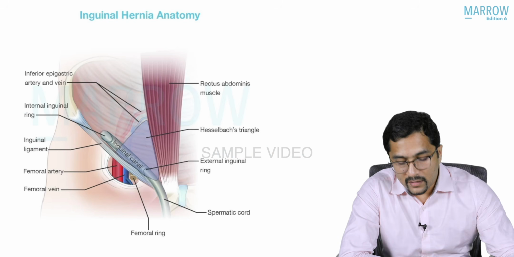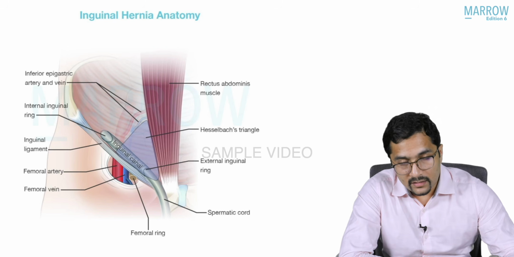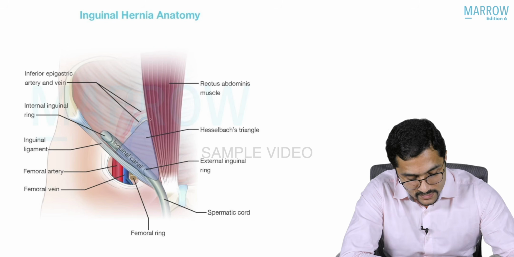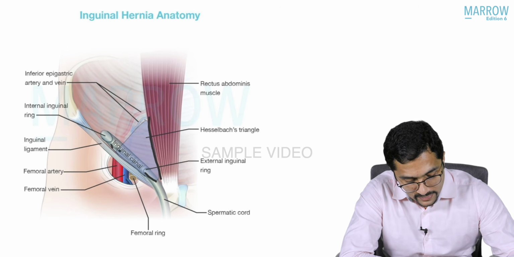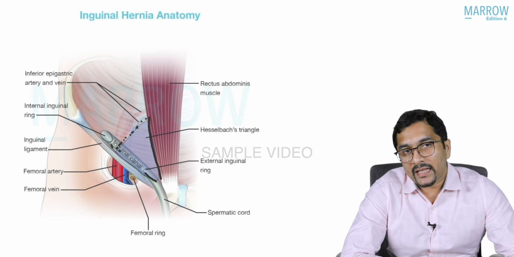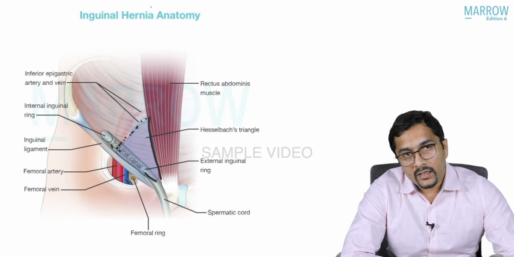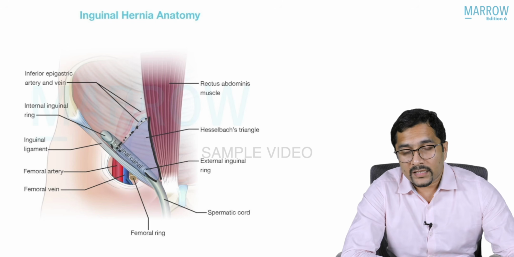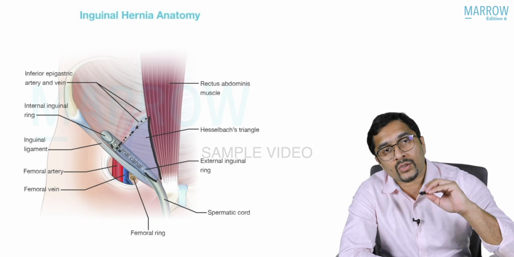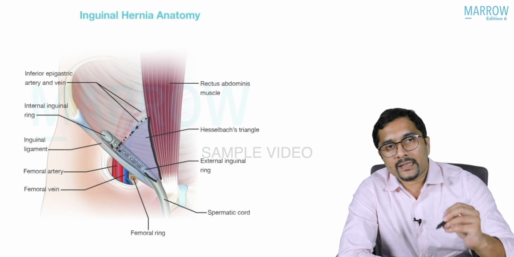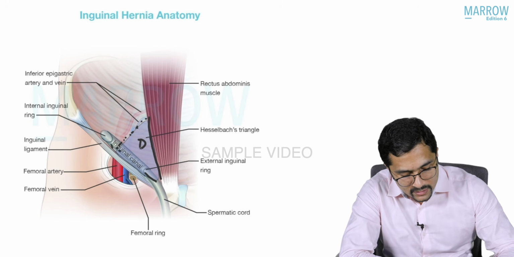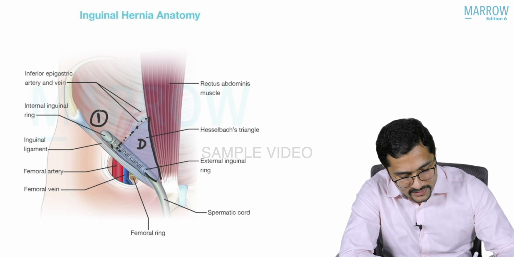You know the inguinal hernia anatomy. You have Hesselbach's triangle. Hesselbach's triangle boundaries have been asked. It is bounded by the outer border of the rectus, by the inguinal ligament, and you have the inferior epigastric vessels which form the lateral boundary. So this is Hesselbach's triangle. Any hernia which comes through Hesselbach's triangle is direct, and lateral to Hesselbach's is an indirect inguinal hernia.